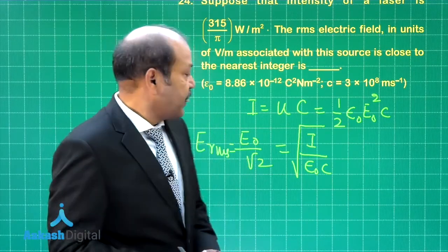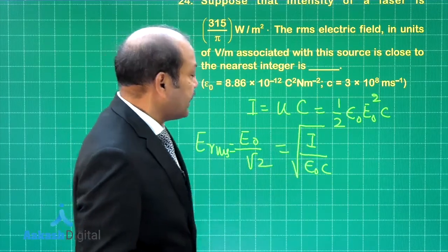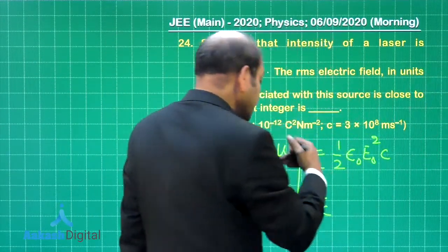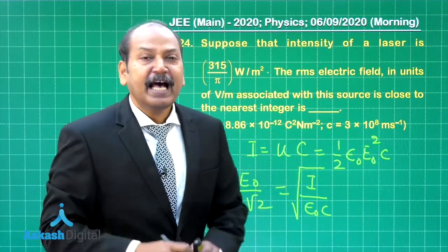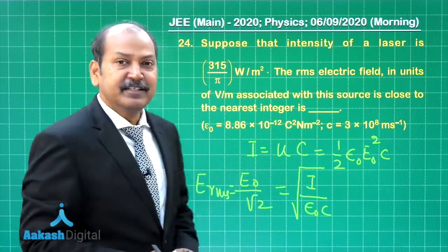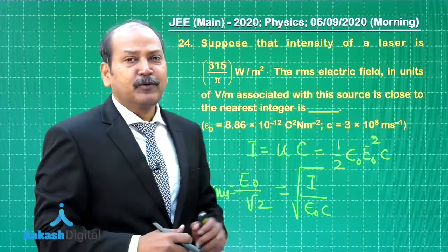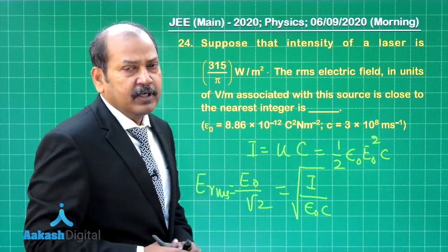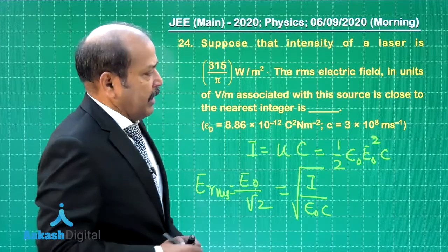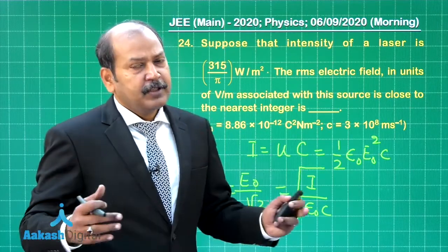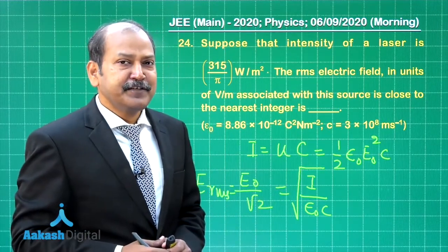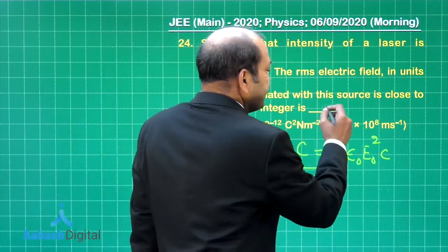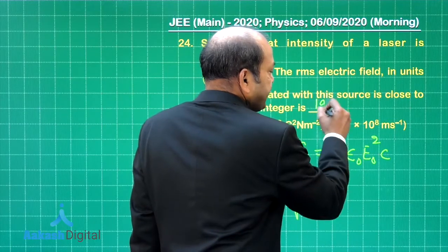So, let us put all the values which are provided, value of I, epsilon naught and c, and then do the calculation. Well, after calculating, it comes slightly more than 194 plus a small fraction. The closest integer clearly is 194, and that means for question 24, the answer that we need to fill in here is 194.